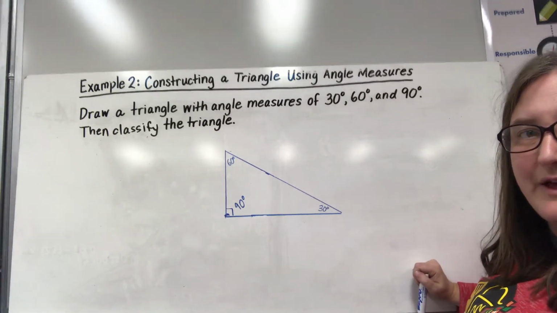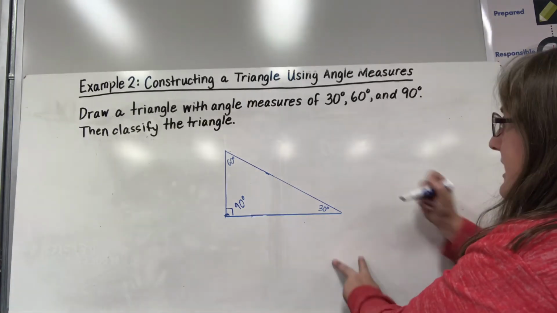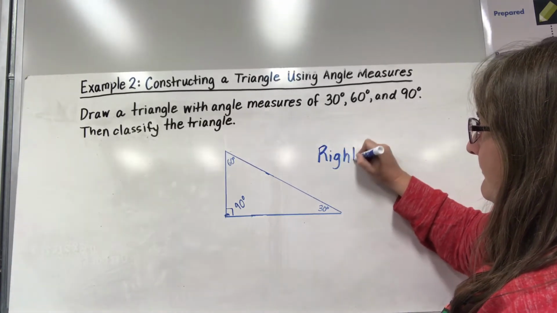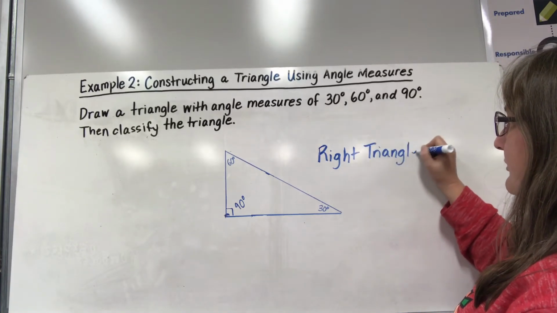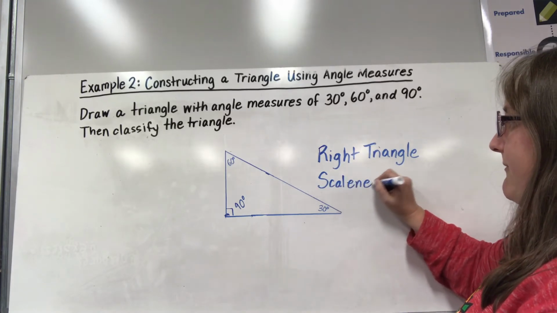Now I need to classify this triangle. So since it has one 90-degree angle, by angles it's going to be a right triangle. None of its sides are the same length, so according to sides, it's going to be a scalene triangle.